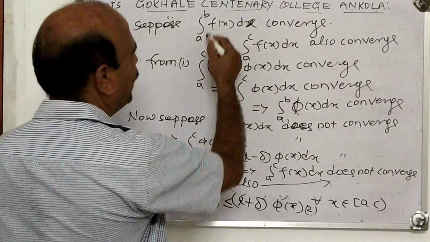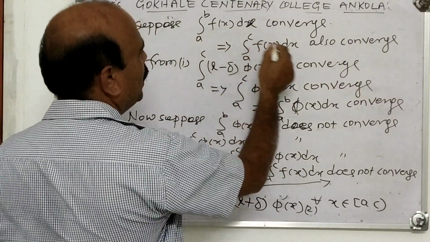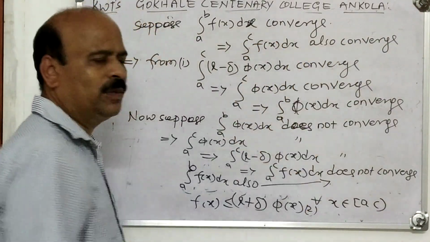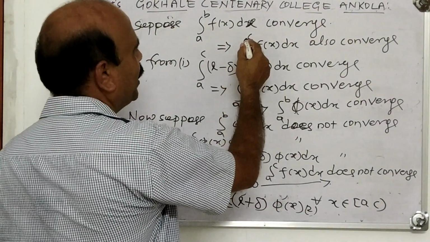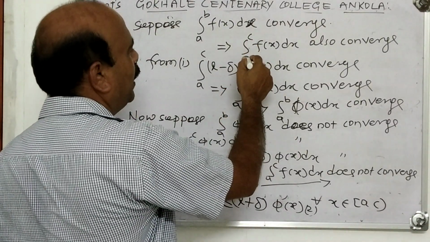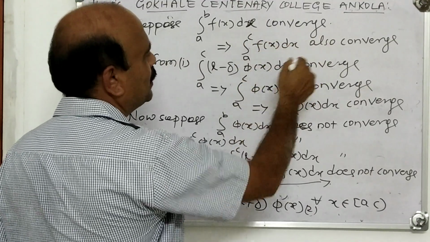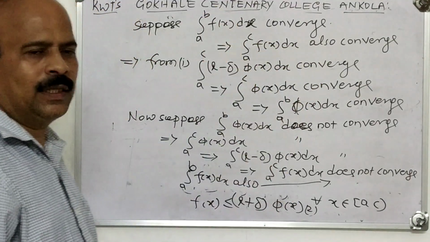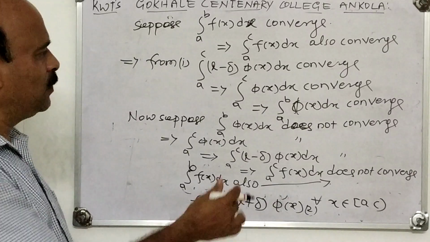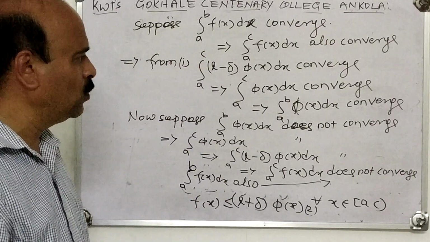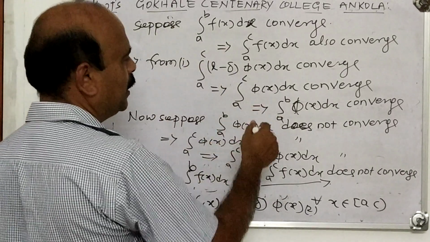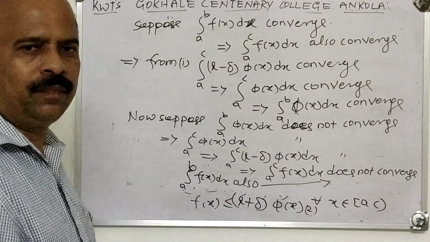Why have we taken here a to b fx dx converge implies a to c fx dx also converge? Because we have taken a point c in between a and b, and to consider a to c fx dx is easier and simpler than a to b fx dx. That is the only reason. As explained in the note, you go through that note and you can easily understand the proof of this one.